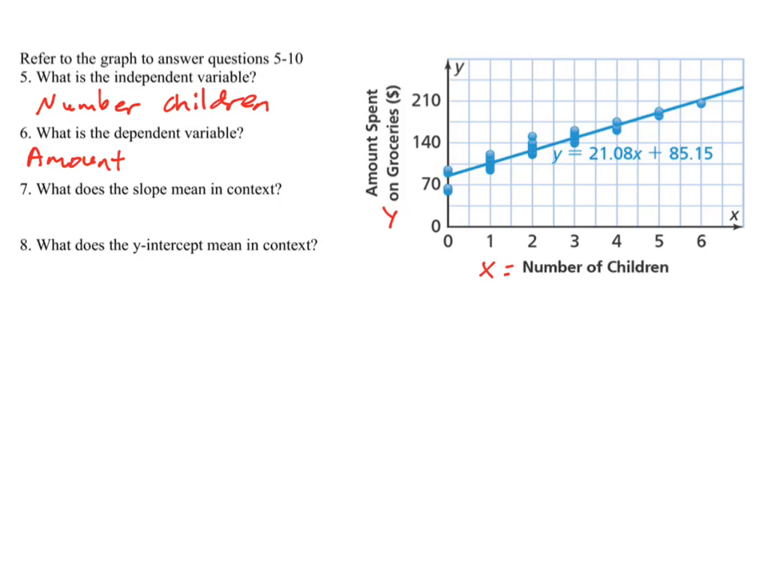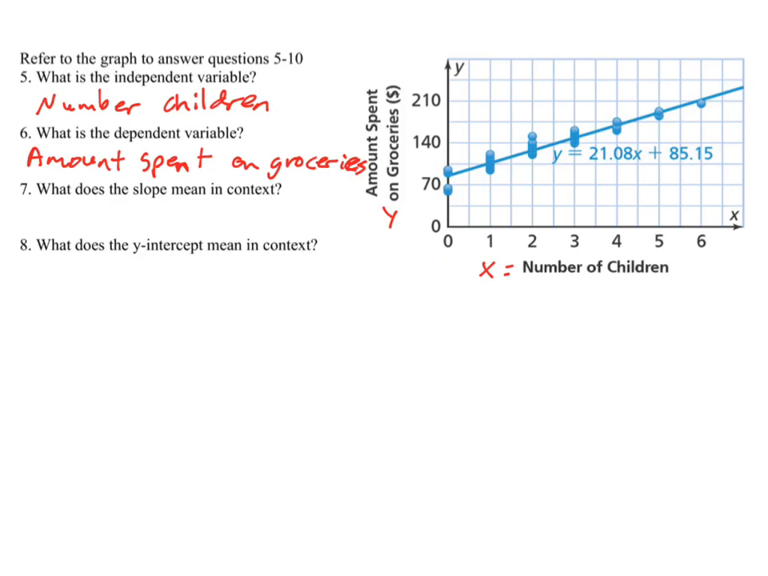Instead of the other way around. It's not like this couple is spending thousands and thousands of dollars on groceries and then they have a ton of children. It's not really how that works. Usually you buy more food because there's more people. And so that's why the amount spent on groceries is dependent in this case. Let me finish writing that.